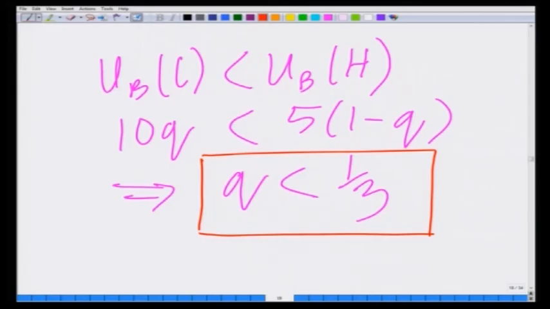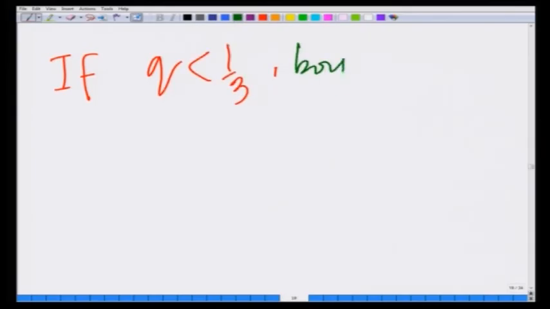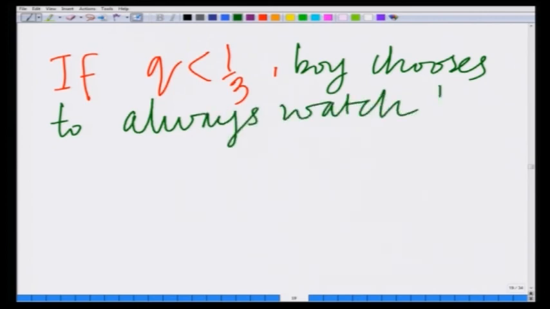As a result, if q is less than 1 by 3, the boy chooses to always watch the Harry Potter movie, in which case P star is equal to 0. That is, he is not watching cricket any time, and all of the time he is choosing to watch the Harry Potter movie.